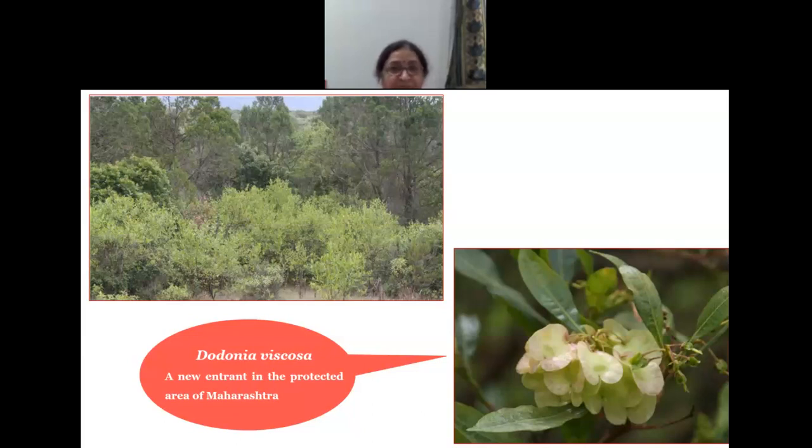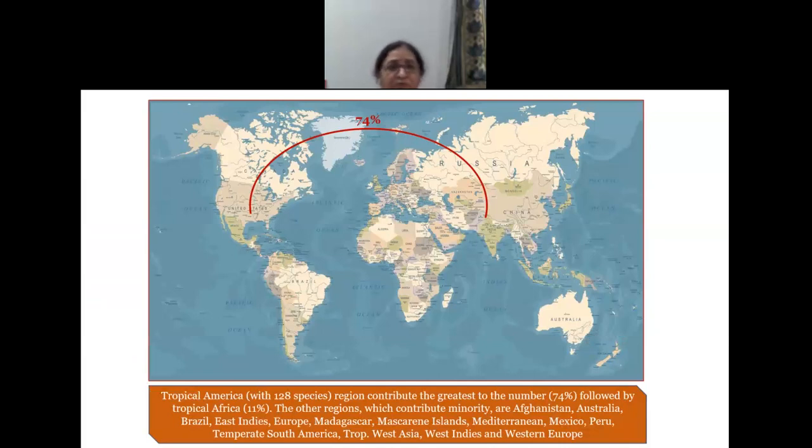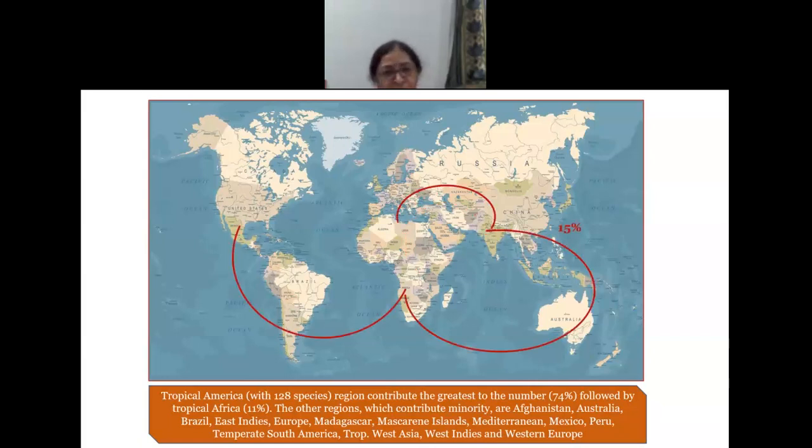and hence we can see that this is one of the new entrants of invasive plants in Maharashtra. Now the question comes, if we try to classify these plants, it is very clear that a large number, around 74% of the plants, have arrived here from tropical America. 11% of plants are coming from tropical Africa. And the remaining plants which contribute to the invasive plants of India are from Afghanistan, Australia, Brazil, East India, Europe, Madagascar, a number of islands, Mediterranean, Mexico, Peru, temperate and South America, tropical West Asia, West Indies, and Western Europe.